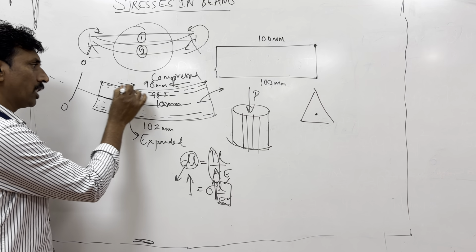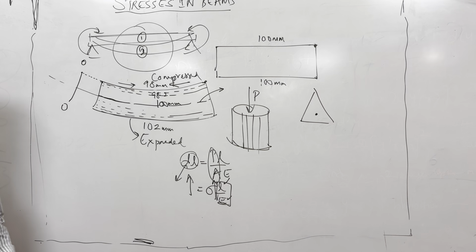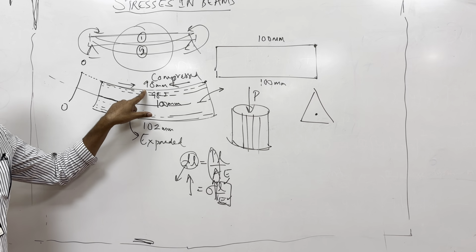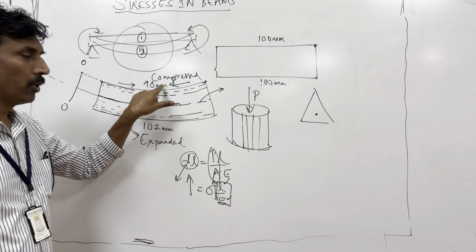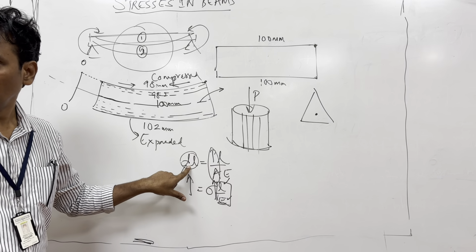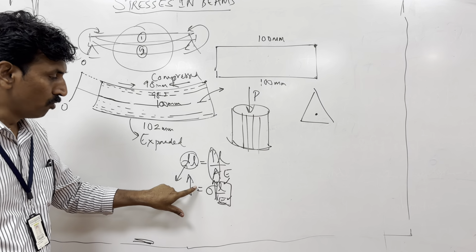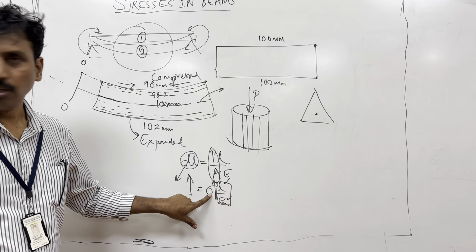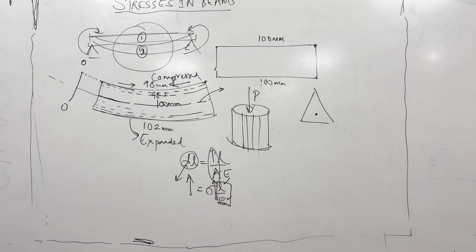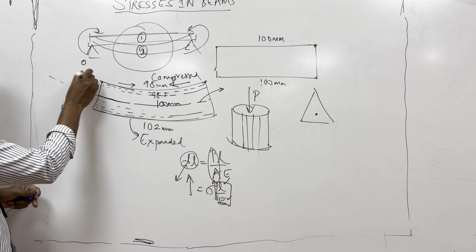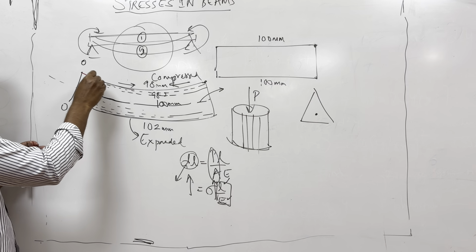Now this fiber, I will try to locate here. Do you think this fiber at the top will have the maximum compressive stress? Yes or no? Why? Because it is compressed the highest. Because we have the equation dl is equal to PL by AE, more the deformation induced, more the stress. It will have the highest compressive stress. So I can show it with another color. This would have the highest compressive stress here.